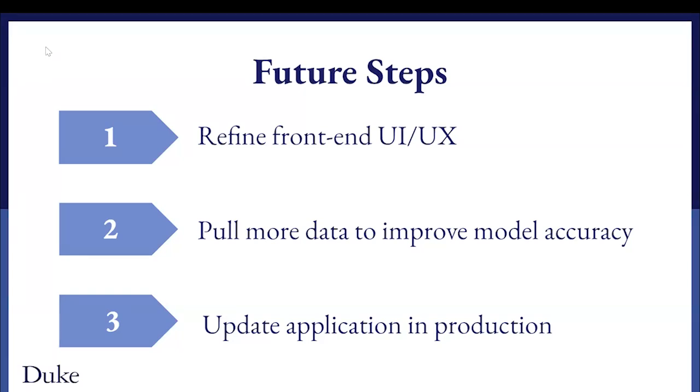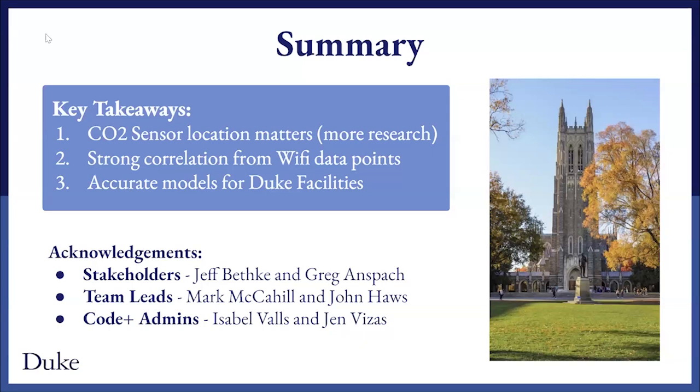And to summarize this whole presentation, one of the main things we learned from this is that CO2 sensor allocation matters, and it has ADA implications and disparities, and we believe that there's a lot more research that needs to be done. Secondly, there's a strong correlation from the Wi-Fi data points, as it's a strong indicator to predict occupancy. And finally, to be able to produce as robust models for Duke facilities as possible, so they could accurately predict occupancy.